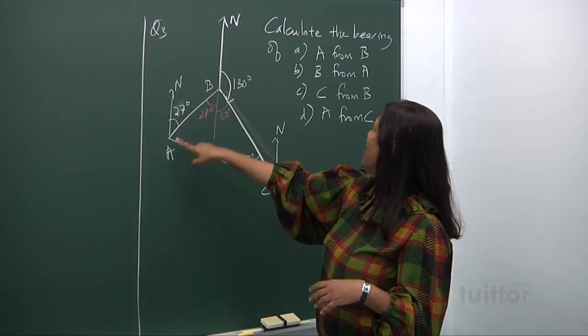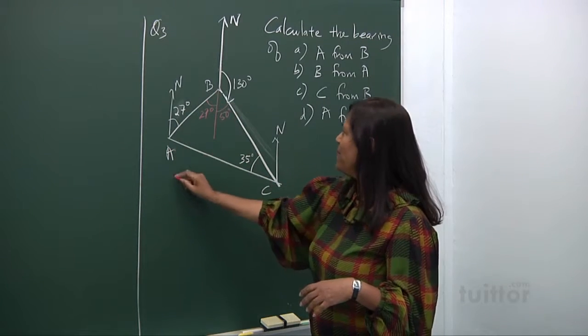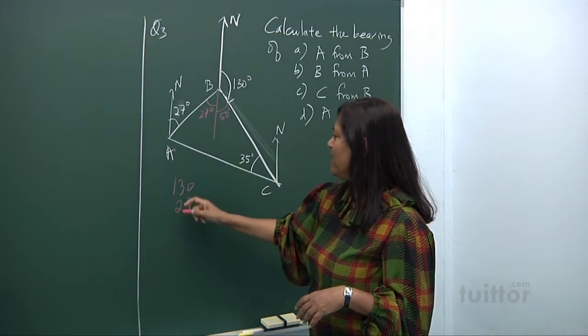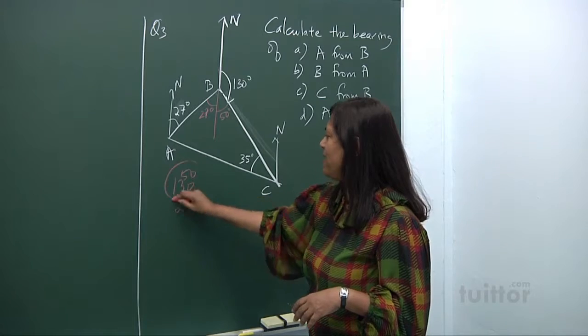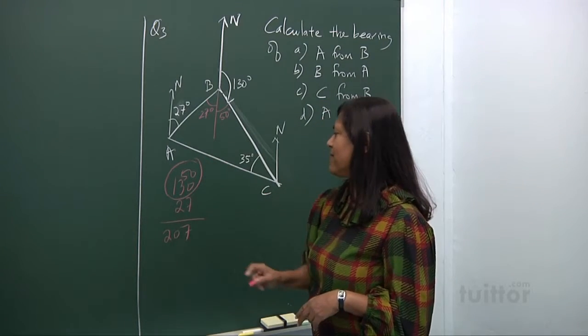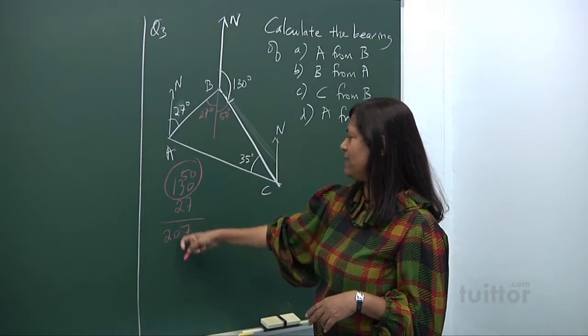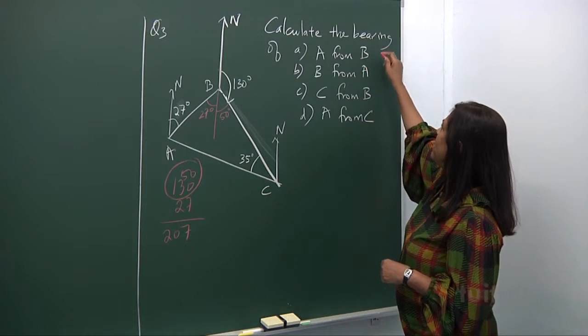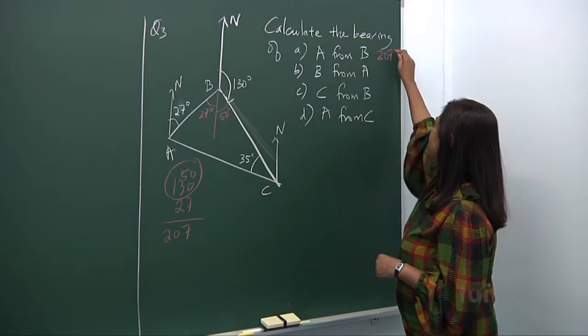What is the bearing of A from B? You add 130, 27, 50. This will give us 180 plus your 27. You get 207 degrees. So the bearing of A from B is 207 degrees.